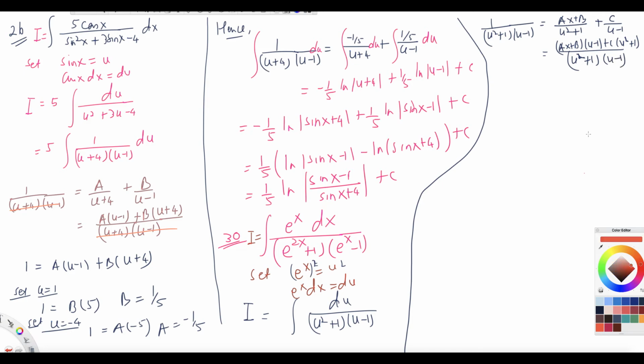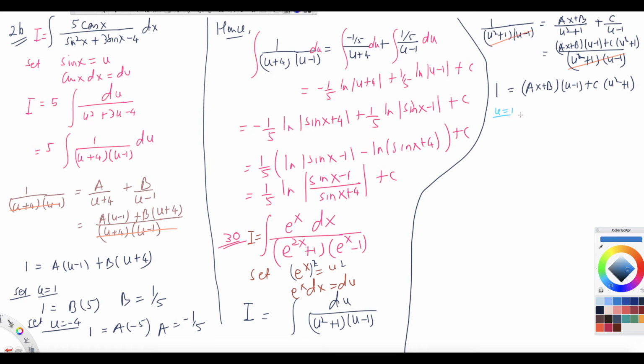So you see that the denominator will cancel out, right? What is left is 1 equals ax plus b times u minus 1 plus c times u squared plus 1. Now we pick different values that make some terms 0. So let me pick u equals 1. If you do that, what do you get?